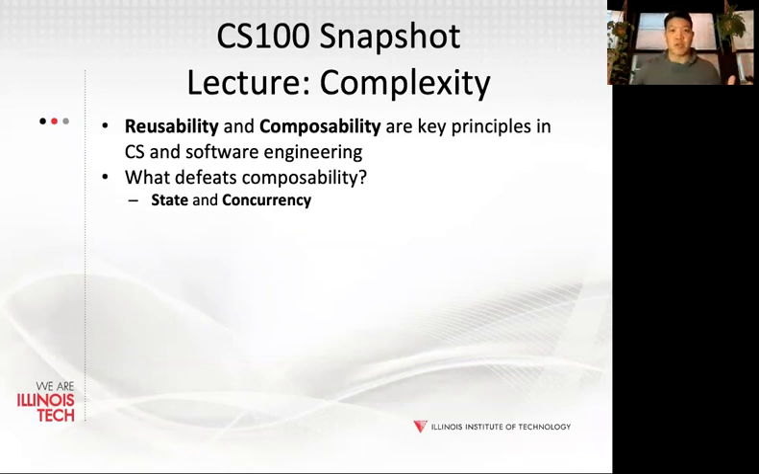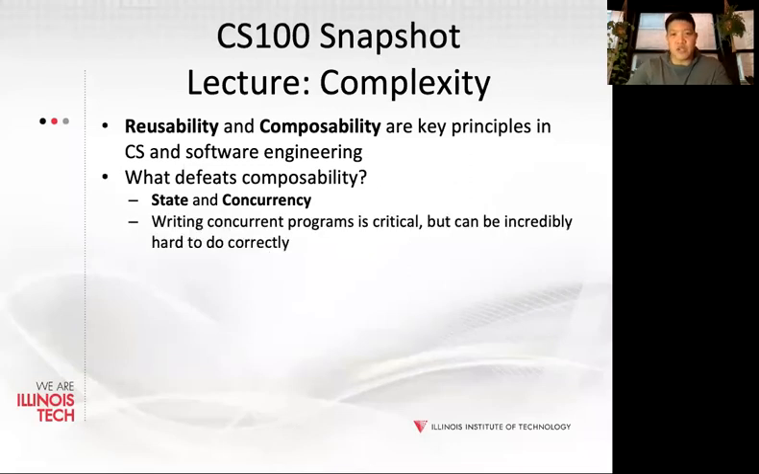So we all have multiple core computers in our pockets these days, right? Our smartphones have multiple cores. Writing programs that run in parallel on these cores is really important if we want them to be fast, right? Or faster than they were. Writing concurrent programs, it turns out, is really important to be able to do correctly if we want to write faster programs, but it can also be really hard to do.